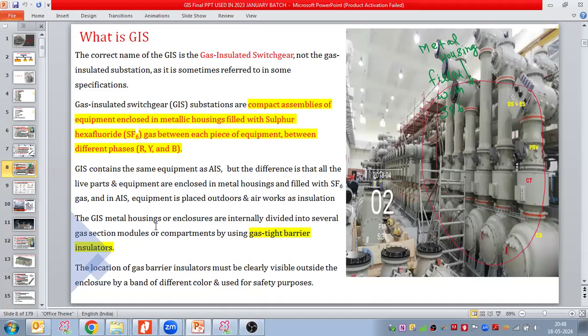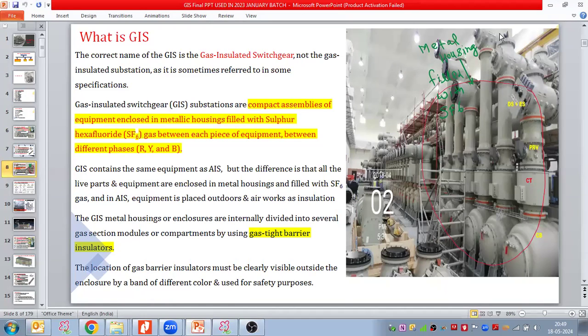The GIS metal housing, or GIS metal enclosure, you can see here. Now we are putting the equipment inside a metal housing. So this metal housing is not one common metal housing. The GIS enclosures are internally divided into several small gas section modules or compartments by using gas-tight insulating barriers. The location of gas barrier insulators must be clearly visible outside the enclosure by a band of different color, and this is used for safety purposes.